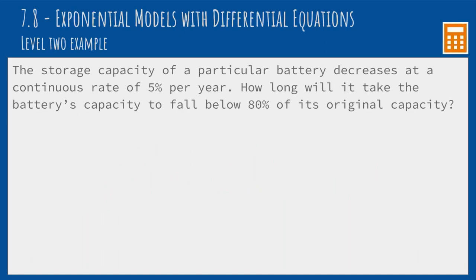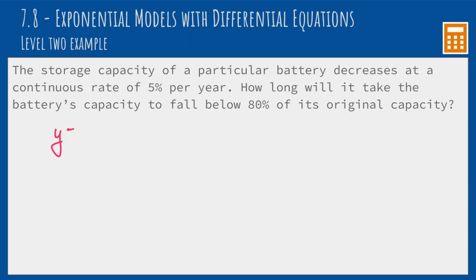Hello, Mr. Betts here. Let's take a look at an example of a problem where the capacity of a battery is decreasing at an exponential rate. So we have an exponential decay problem here. And essentially what's happening is the battery's capacity is going down by 5% of its current capacity each year. We want to know then how long it's going to take to get to 80% of its original capacity.